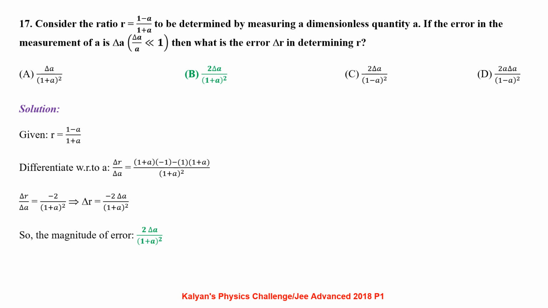Given r equal to 1 minus a by 1 plus a, differentiating with respect to a, delta r by delta a equal to (1 plus a) of minus 1 minus (1 minus a) of 1, all over 1 plus a whole square. Here we have used the u by v rule of differentiation. Delta r by delta a equal to minus 2 by 1 plus a whole square, which gives delta r equal to minus 2 delta a by 1 plus a whole square. So the magnitude of error is 2 times delta a by 1 plus a whole square.